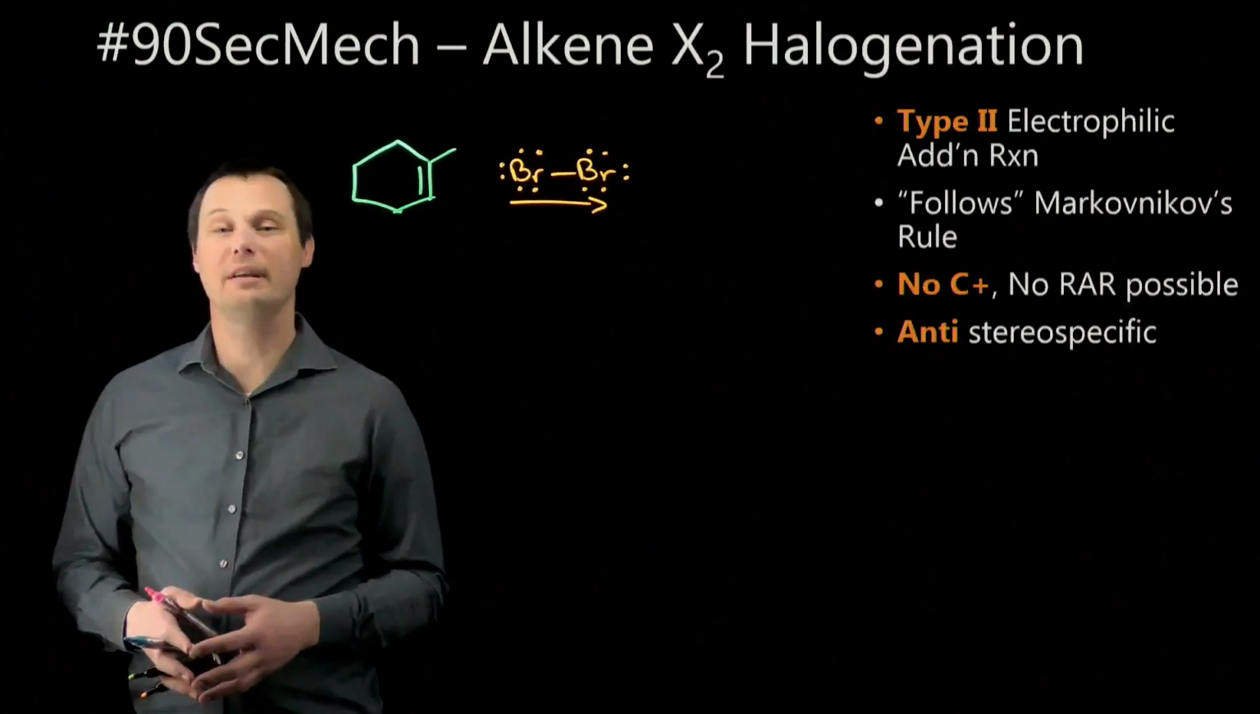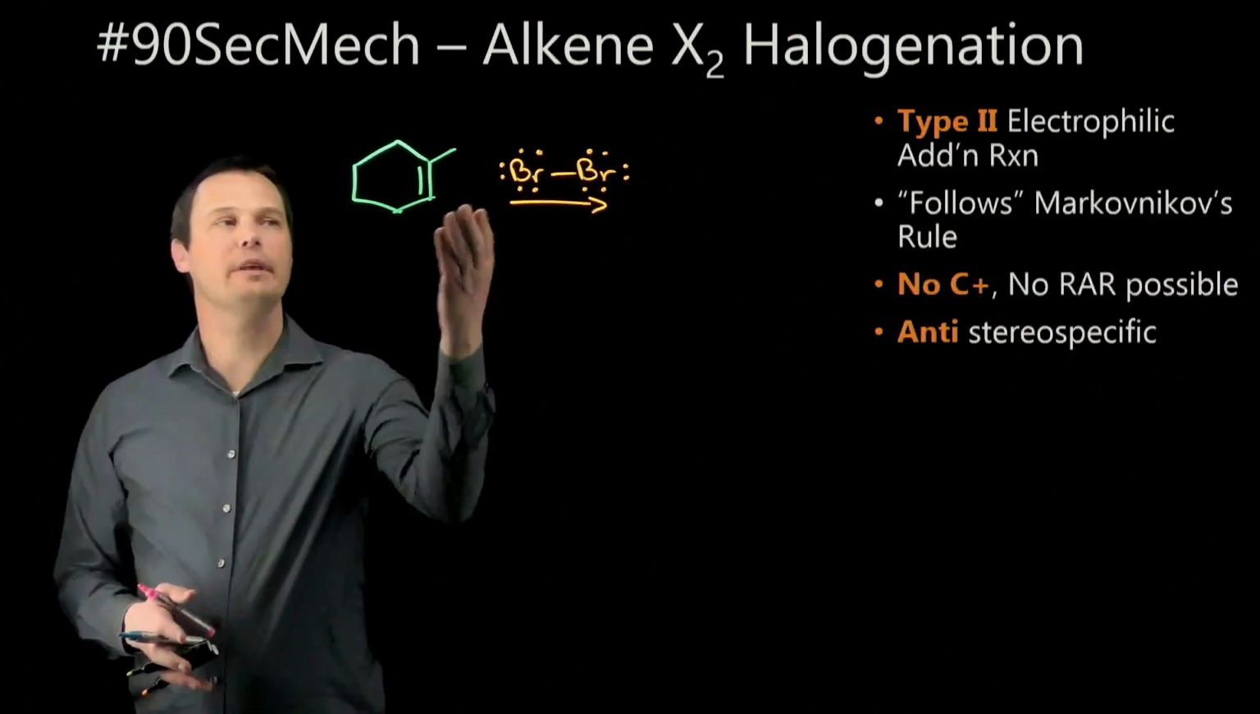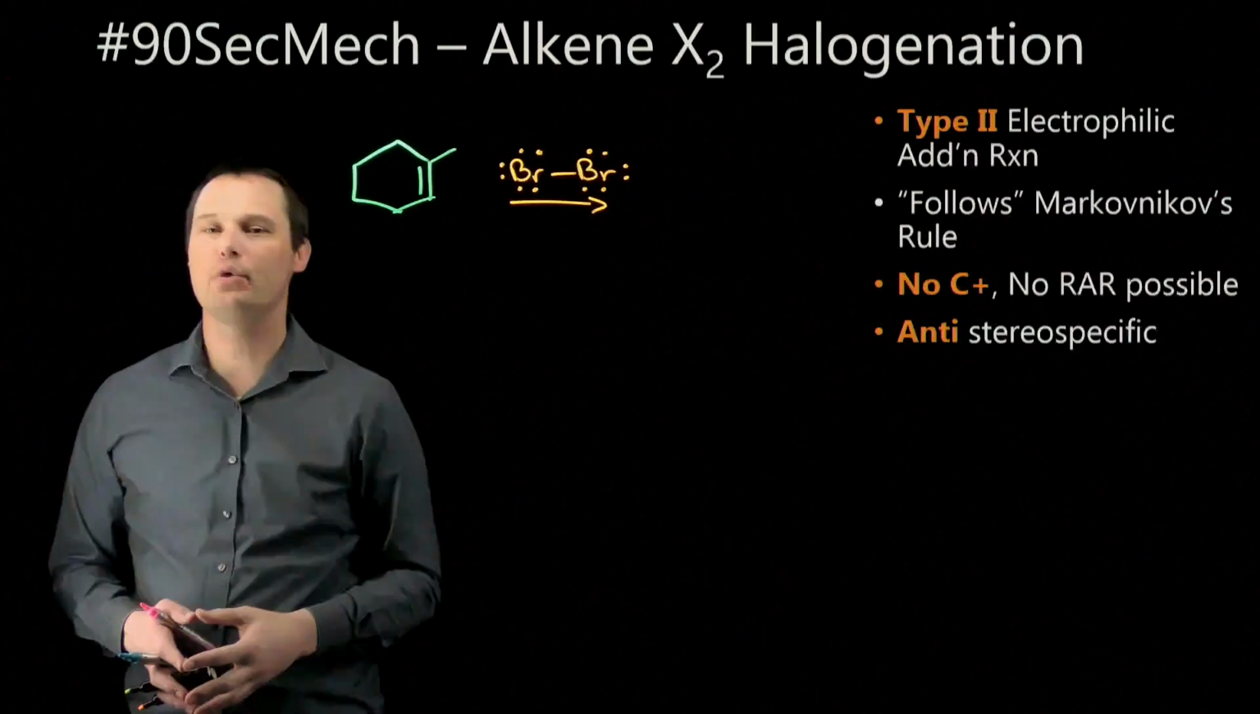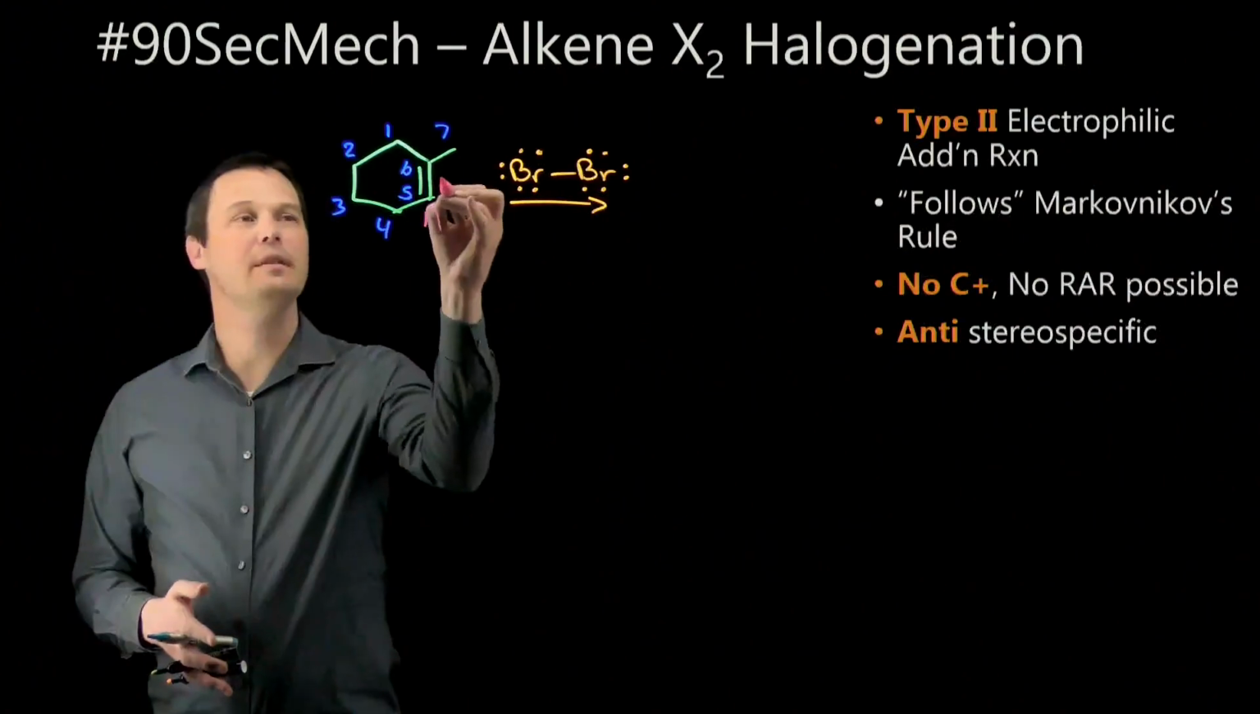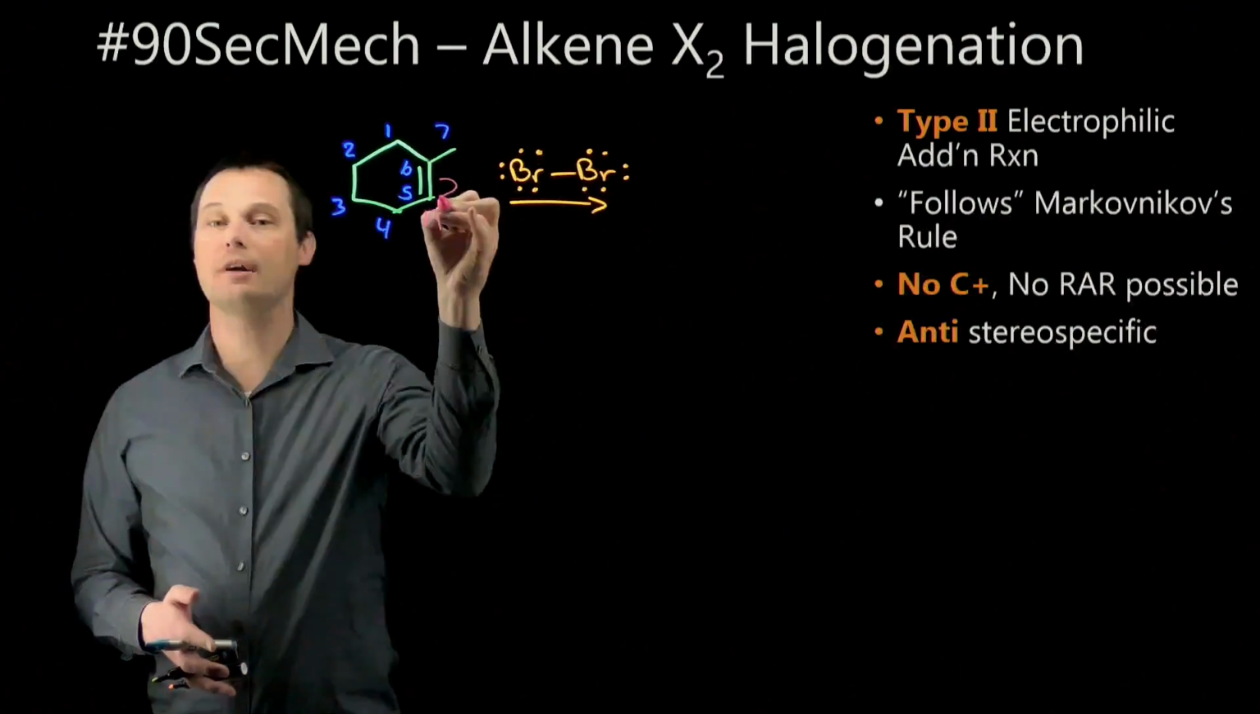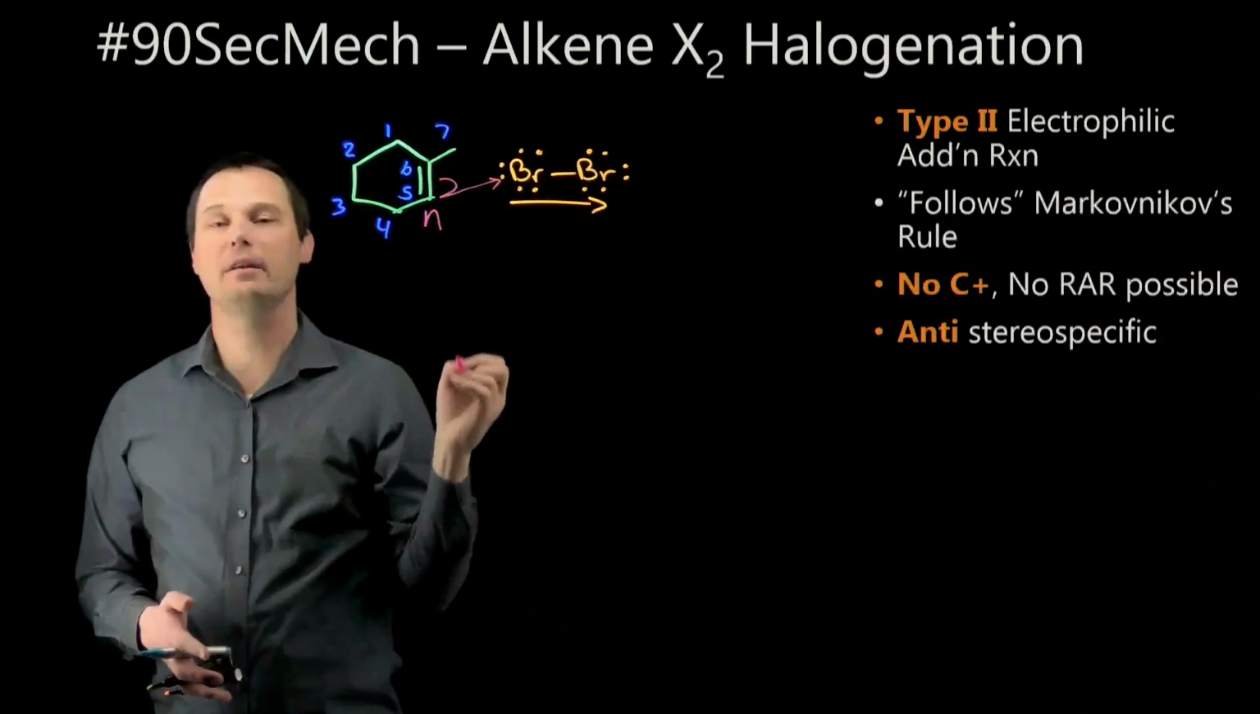The halogenation of an alkene is a type 2 electrophilic addition reaction where the alkene attacks an electrophile with its own lone pair of electrons. In terms of the curved arrows then, the alkene acts as a nucleophile, the alkene breaks, carbon 5 gets to keep those electrons and attack the electrophilic bromine.